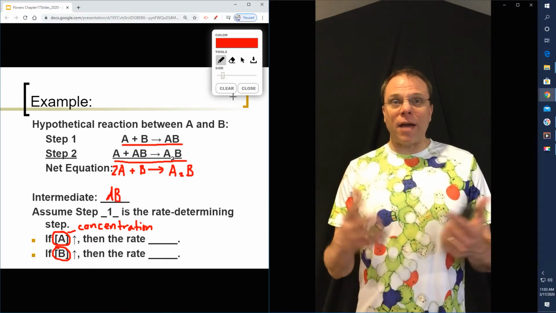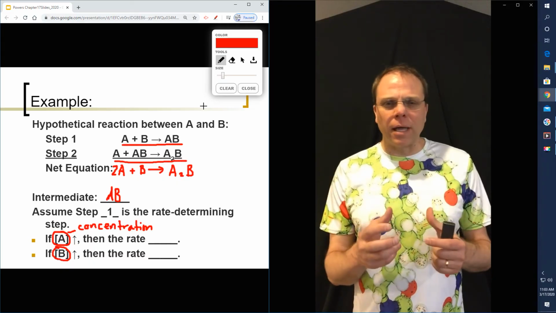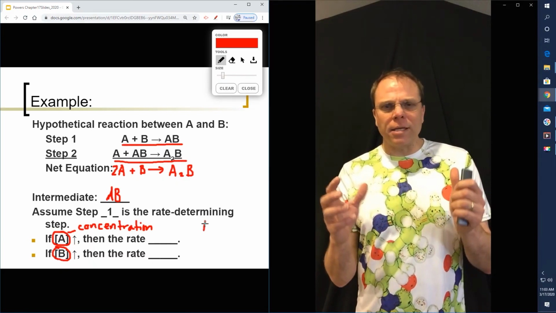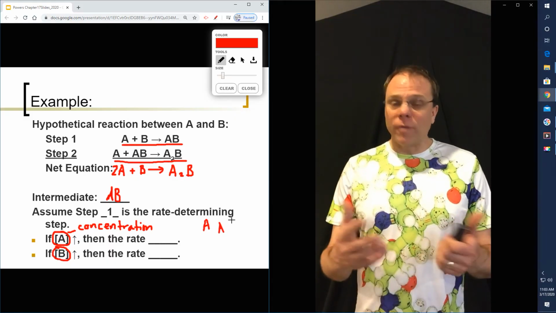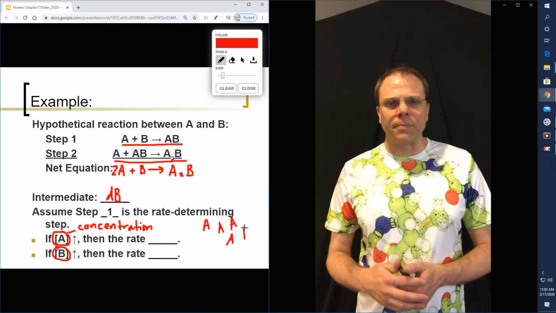But the rate of the reaction, if I have more A, it would make sense I've got more A for the B's to collide with. Remember, these reactions are taking place because of collisions. So if I have more A's for the B's to collide with, then there's going to be more possibility for AB to be made. So if I increase A's concentration, I'm going to increase the rate of my reaction.